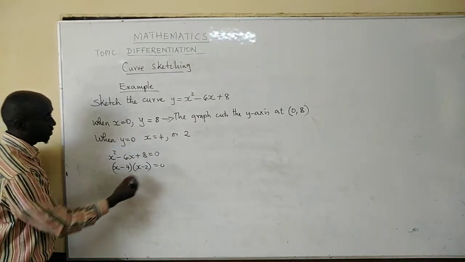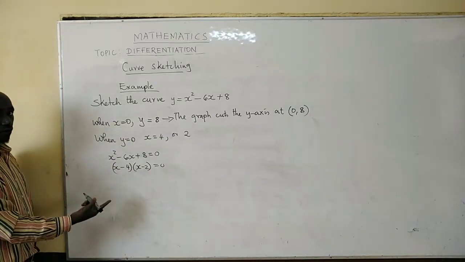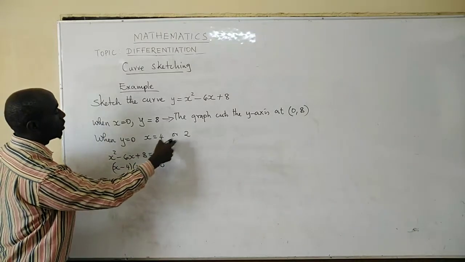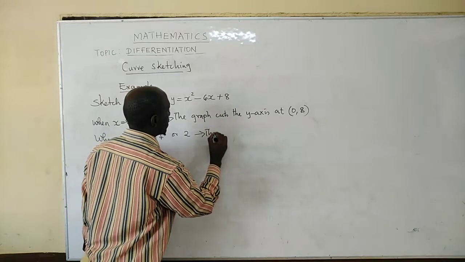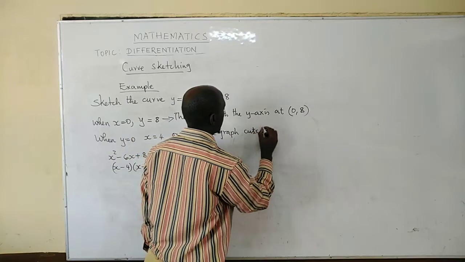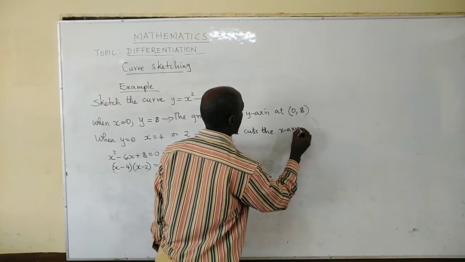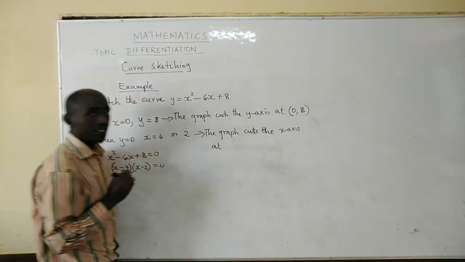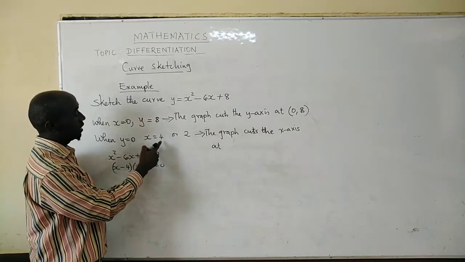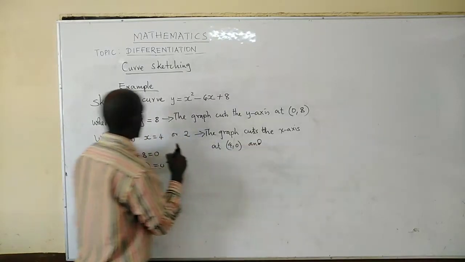Because if x minus 4 is 0, I hope you know how to continue from there. If x minus 4 is 0, then x is equal to 4. If x minus 2 is 0, then x is equal to 2. So that's why I'm saying the value of x is either 4 or 2. This means the graph cuts the x-axis at 2 points. The first point is 4, 0. Always start with the x-coordinate. 4, 0 and 2, 0.